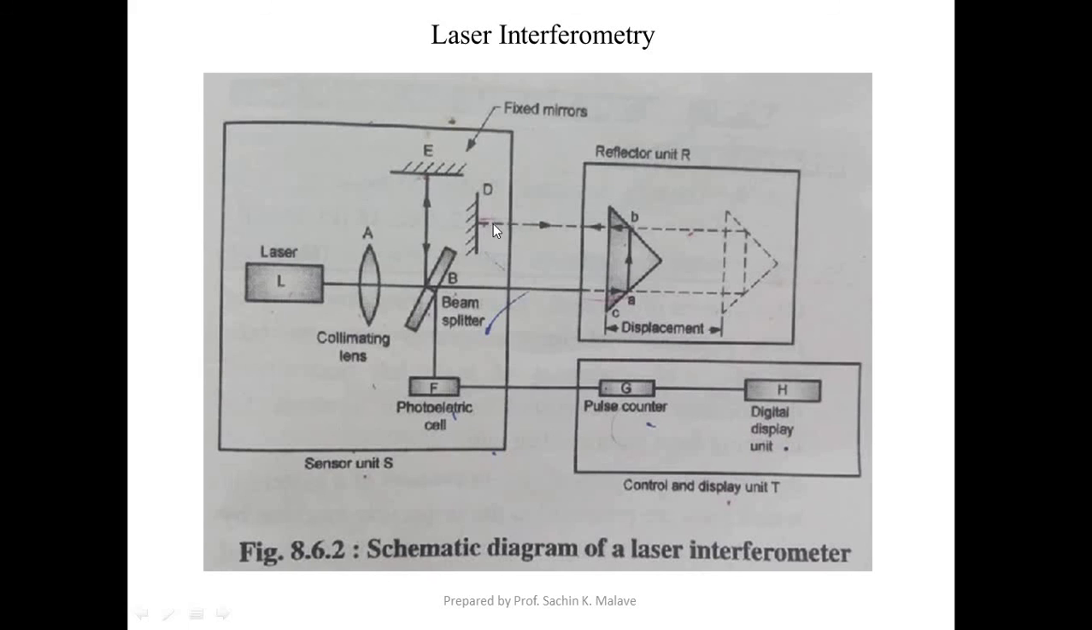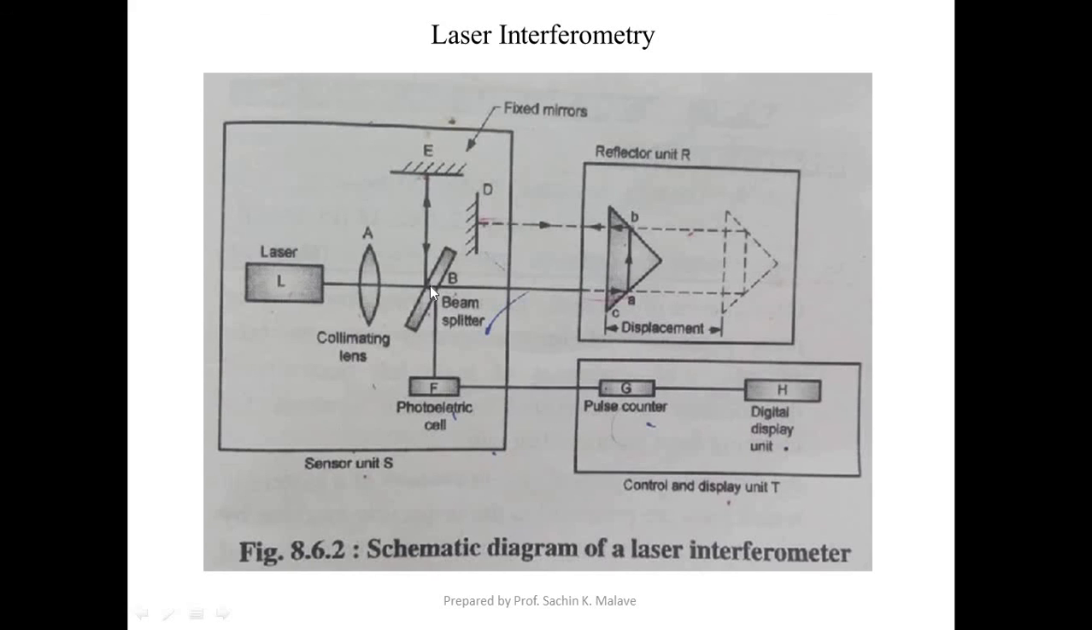This is a fully silvered mirror again, so there will be reflection from mirror D. After being reflected from D, it travels back in this fashion, here to here, and again it comes to the beam splitter, where a portion of it is directed to the photoelectric cells. Whatever reflected light is there is directed onto this photoelectric cell F.